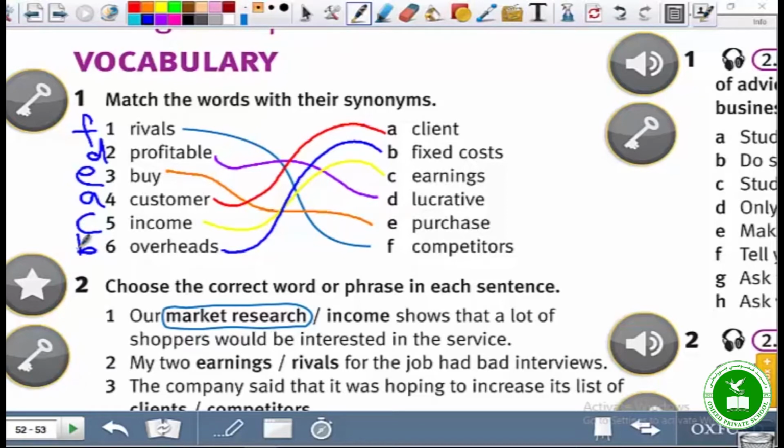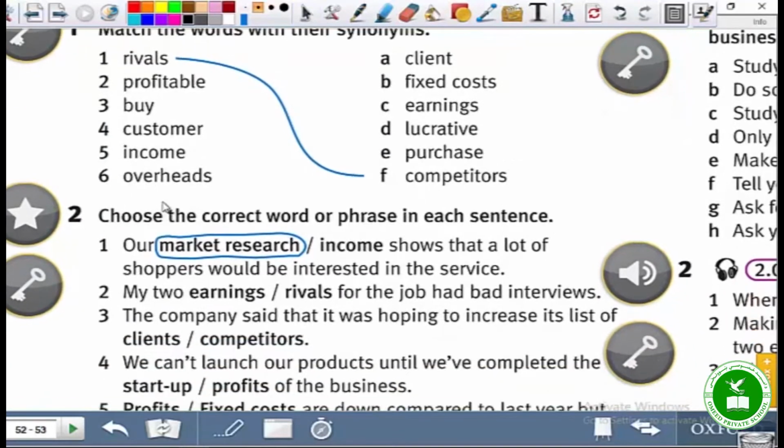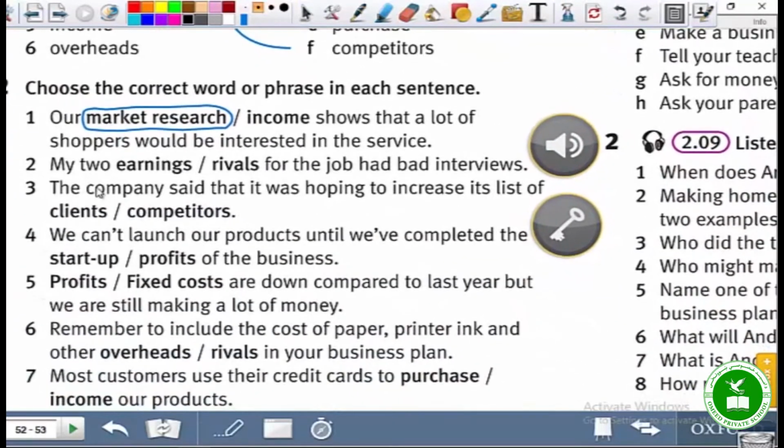Let's see the next one. Part 2. It says choose the correct word or phrase in each sentence. Look at the example. Example number 1 is done for us. It says our market research or income shows that a lot of shoppers would be interested in the service.